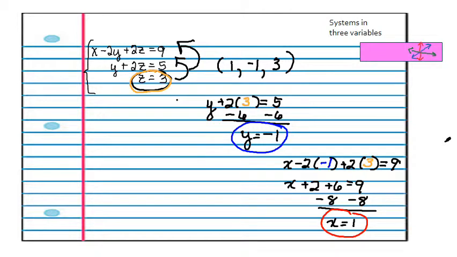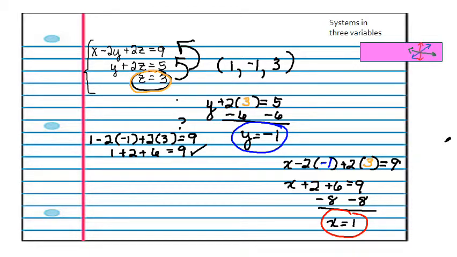And we should be able to replace it into any of the equations here and have a true equation. So if we put it back into the first one, which we have a 1 minus the 2 times a negative 1 plus a 2 and the z, which is a 3, it should equal the 9. And so we have 1 plus the 2 plus the 6, and yes, it does equal 9.